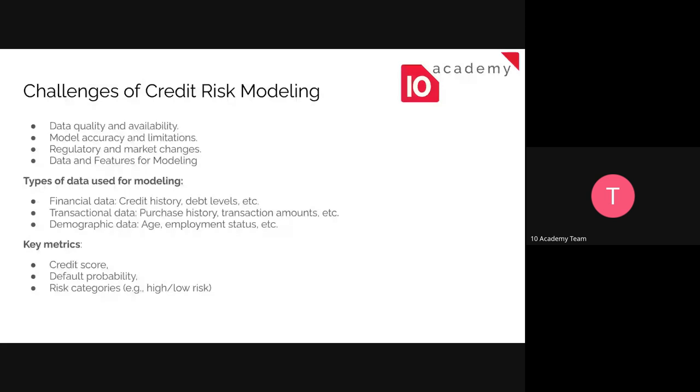Then again, there are some challenges in credit risk modeling. The first one is that we need a lot of data, and especially quality data, because we need to train a better model. Accuracy limitations are always there. And regulation and market change matter, because it depends on the market conditions. And also data and feature engineering in modeling.